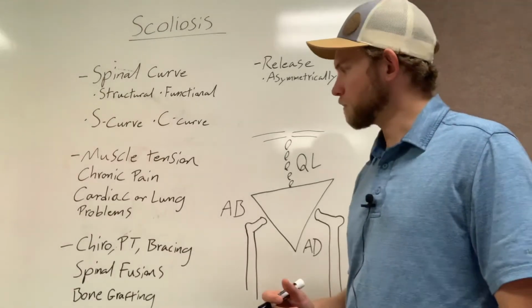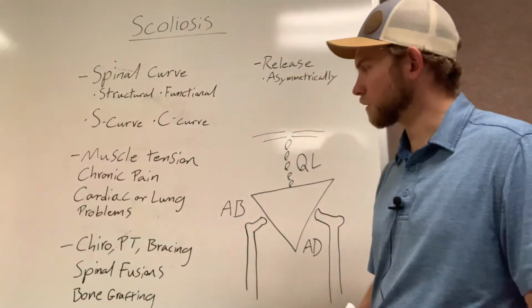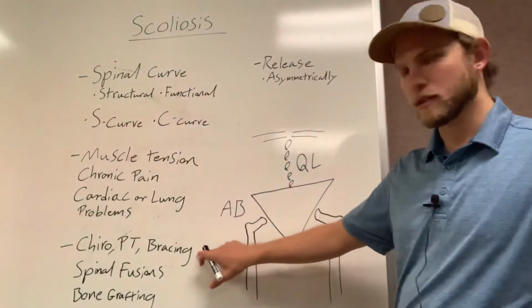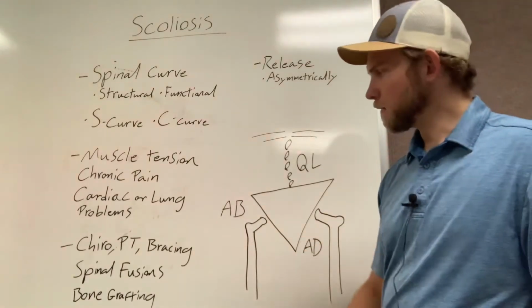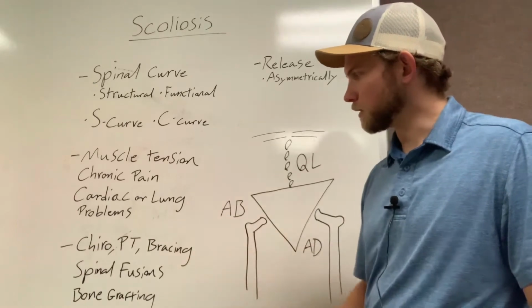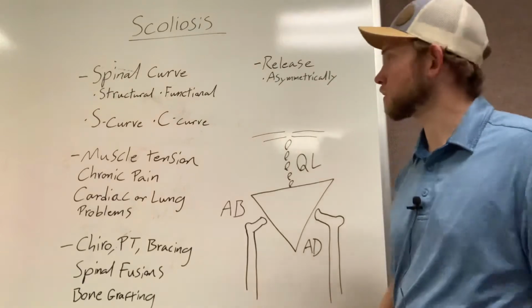Usually the treatments that people will seek out is seeing a chiropractor who specializes in a lot of spinal conditions, physical therapy. They might do some bracing of their spine, and they may even choose to do some spinal fusions surgically, or maybe some bone grafting to try to replace bones if they have severe abnormalities within those.